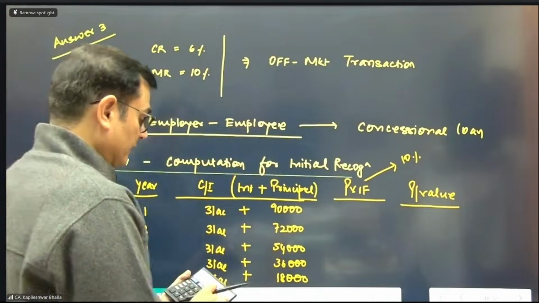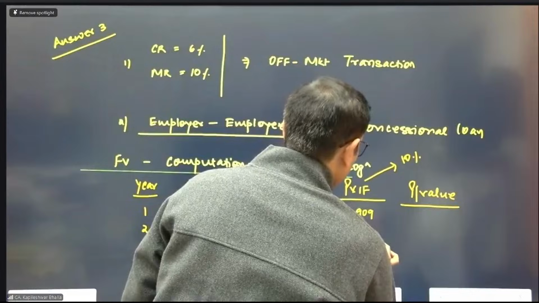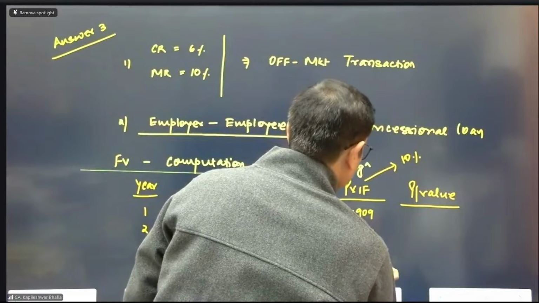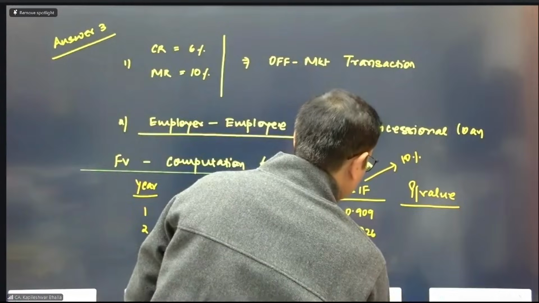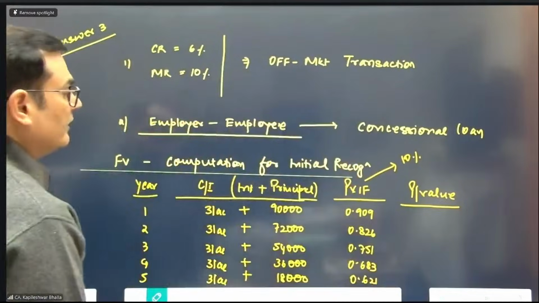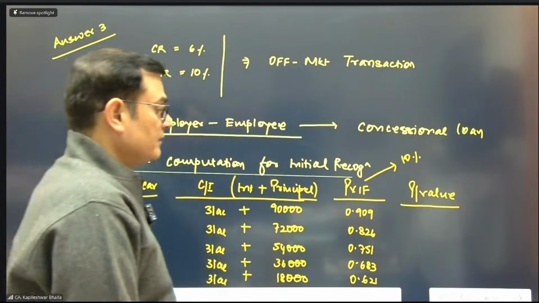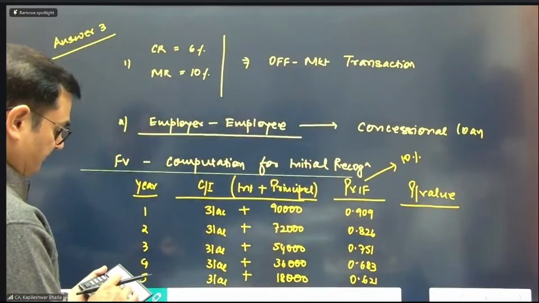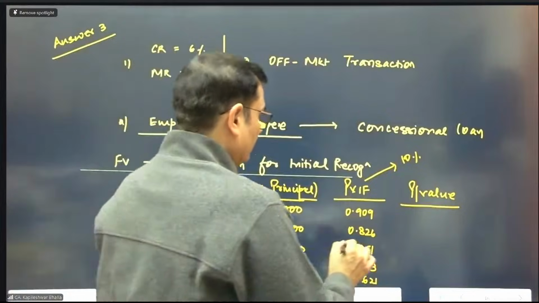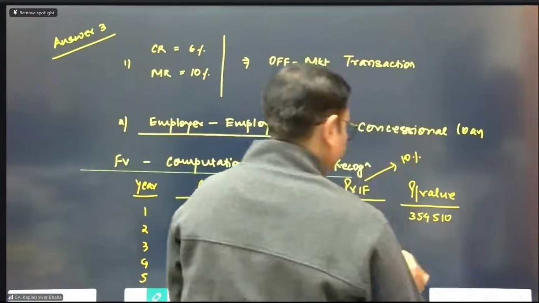So let's take the discounting at the rate of 10%. That's 0.909. That's 0.826. That's 0.751, 0.683, and 0.621. Now let's get the present value of all this amount as well. So let's now consider the present value. This is 390. This is 354,510.